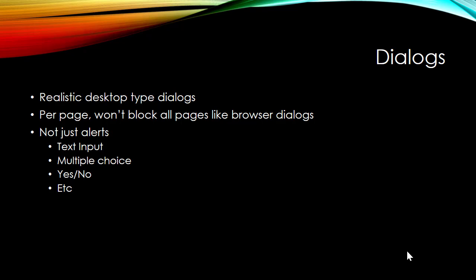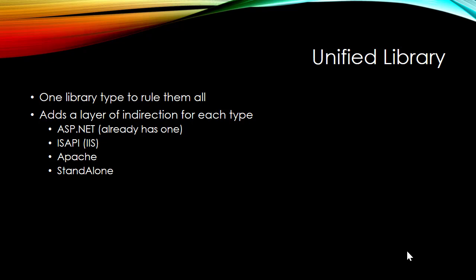these types of dialogues. A unified library: right now, if you want to deploy as ISAPI, you need a different library type than a standalone, and generally people pick one, but standalone can be much easier to debug. So a lot of people debug in standalone, then they switch to ISAPI, and you have to have two projects or convert the project types.